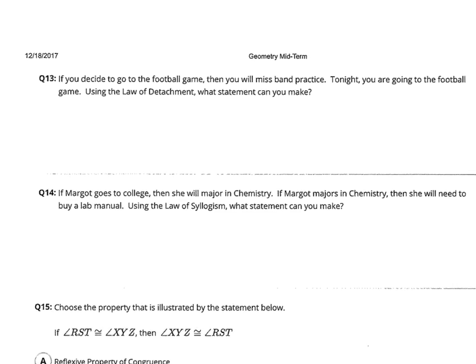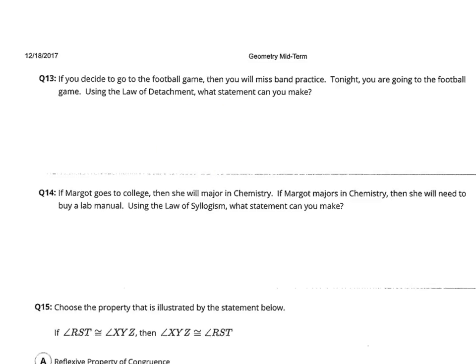So basically, what I'm going to read first is just a fact, and then here's the example. It says, if you decide to go to the football game, you're going to miss band practice. Okay, so it's like talking to a little kid. Hey, if you go to the football game, you're going to miss band practice. So what happens tonight? You go to the football game. So what conclusion do we make? You were told this is what's going to happen if you do this. You did it, so what's the result?